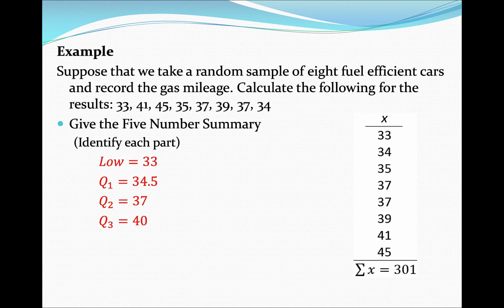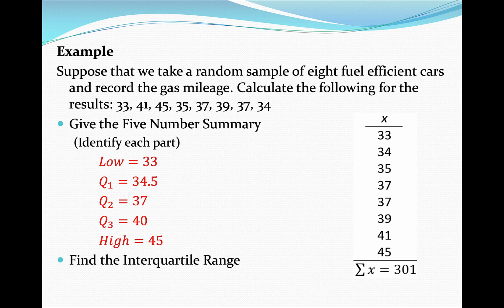Then we add the low value. The lowest value is 33. The highest value is 45, and that gives us the endpoints. And this is what we consider our 5-number summary. When I say identify each part, by the way, I mean identify what the low, Q1, Q2, Q3, and high are. And then, of course, to find the 5-number summary, you actually give the values. So that's what I'm looking for there.